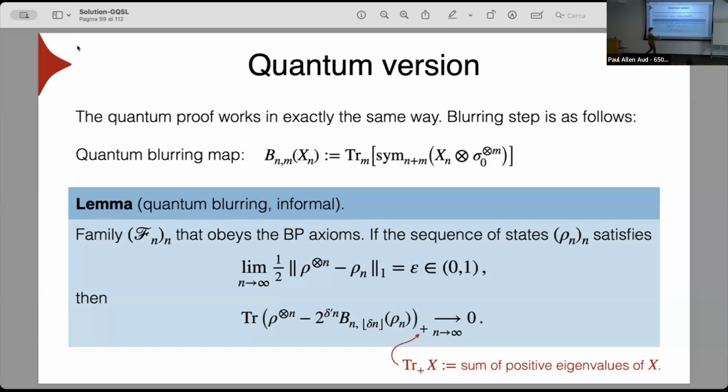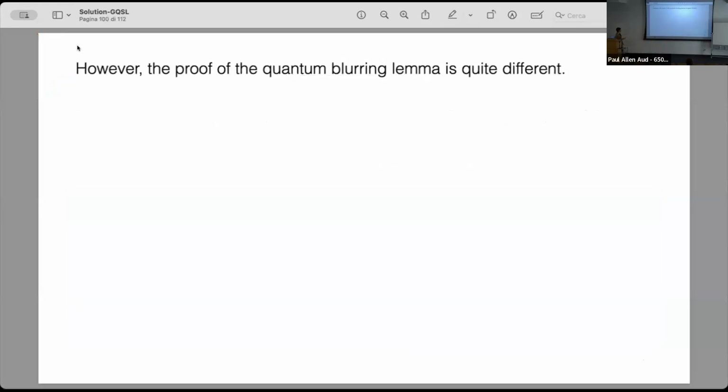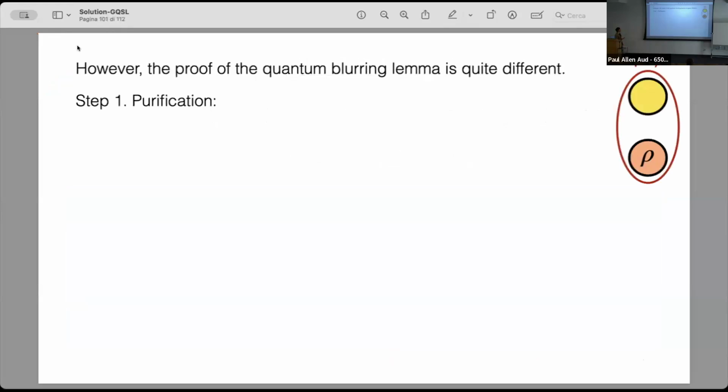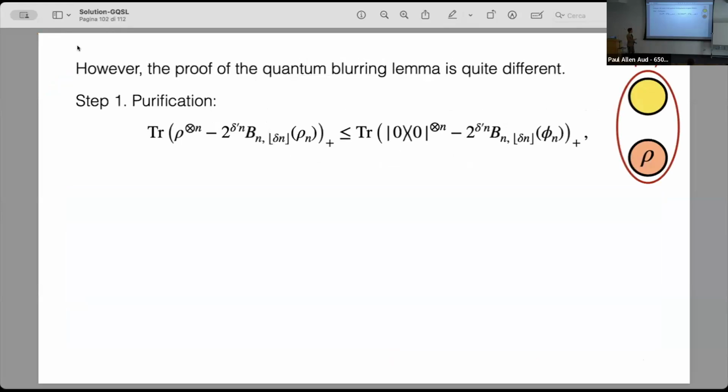So essentially, this operator is approximately negative definite in the limit, which means exactly that rho tensor n is smaller than the blurred state. So there's this asymptotic domination, but the proof of the blurring lemma is very different. The first step is purification. I want to show you the proof, and I just want to highlight one thing.